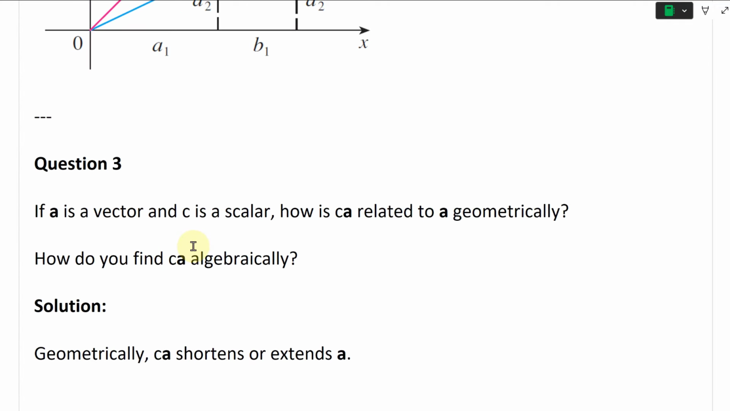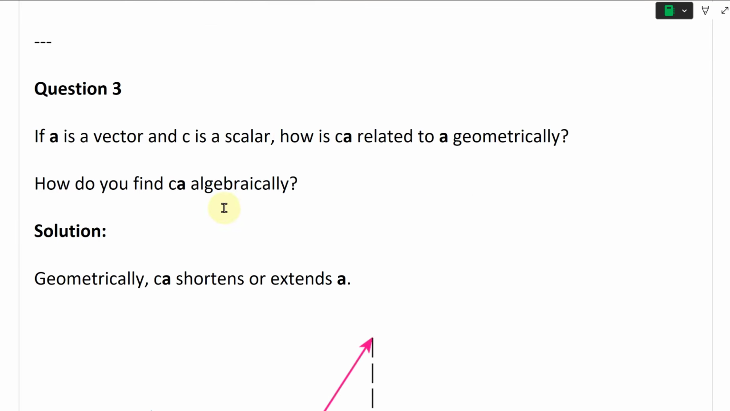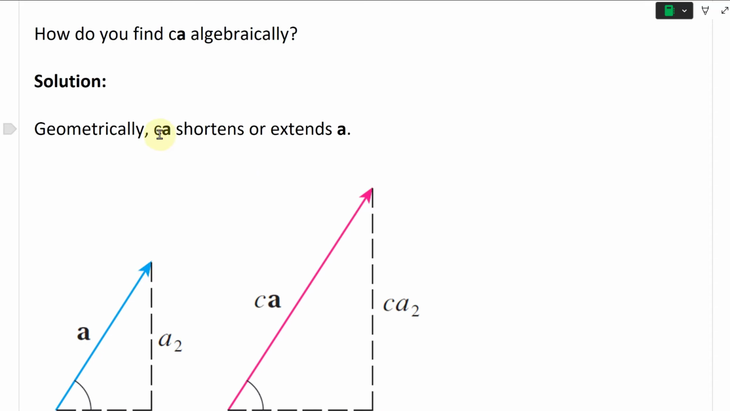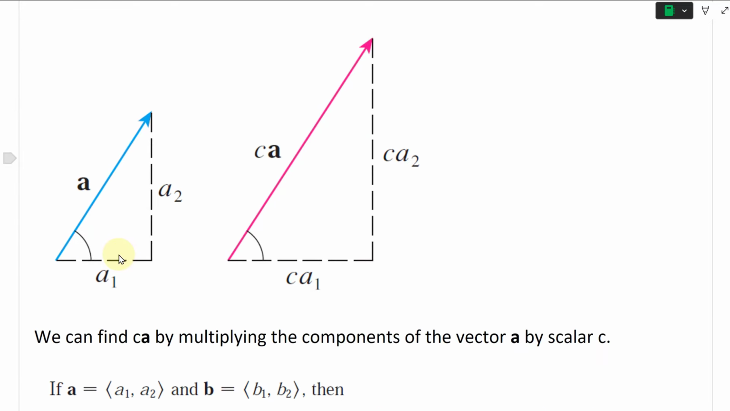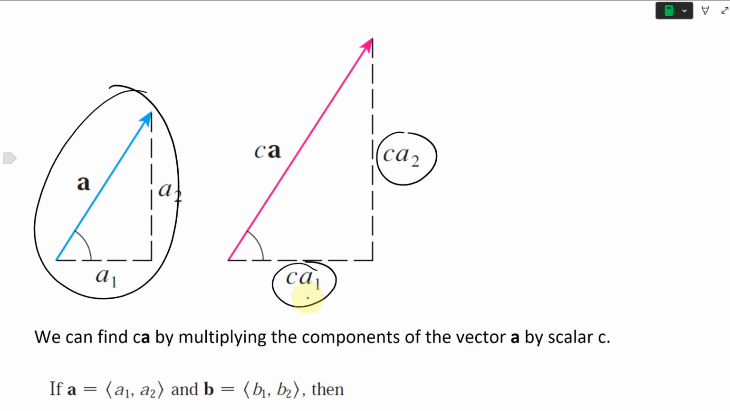So question 3: if A is a vector and C is a scalar, how is CA related to A geometrically? And how do you find CA algebraically? So geometrically, CA shortens or extends A. If you have a vector A like this, with components A1, A2, the x and y, multiplying by a scalar just multiplies all the components as well. This goes up, and it's exactly the same thing here, but scaled up.